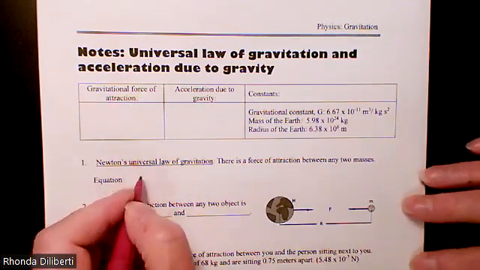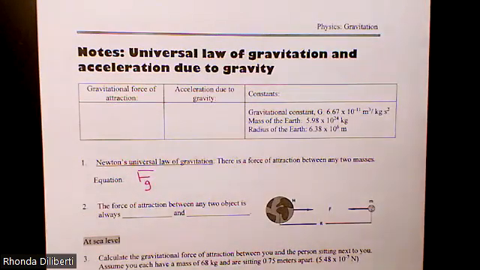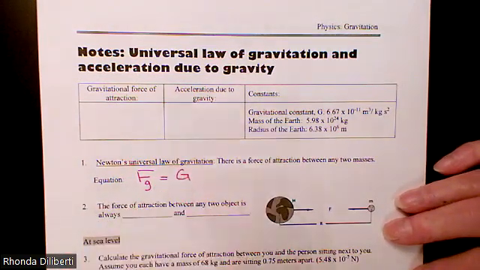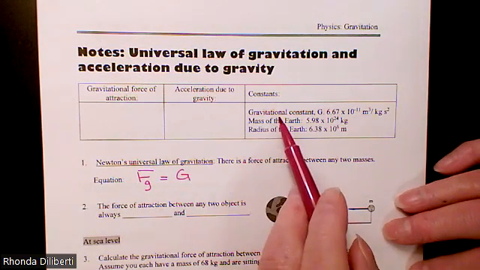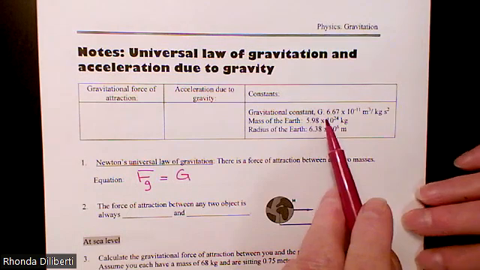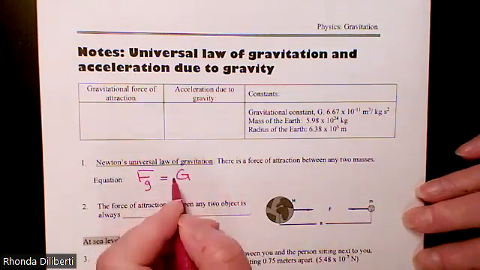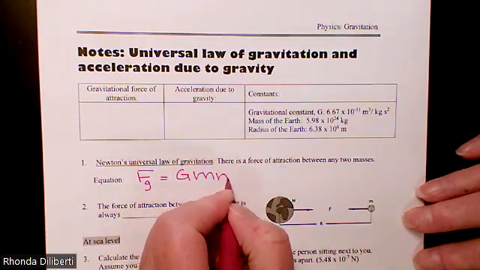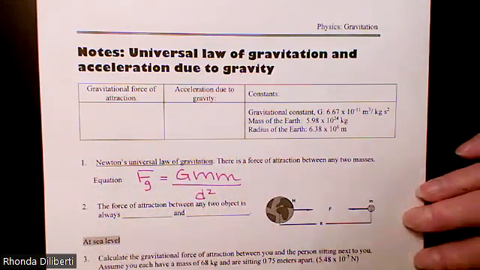masses. And that equation can be written this way: Fg, that's the gravitational force of attraction. That's like gravity, the force of gravity. And it's going to be equal to a constant, capital G. That constant is called the universal gravitational constant. And that's the value in the units up here in this box. And it's equal to G times the mass of the first object times the mass of the second object divided by the distance between them.